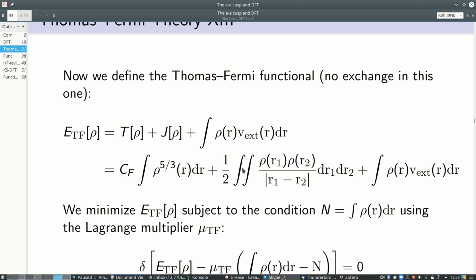It's repulsive, so it's a half the integral over rho of R1, rho of R2 divided by the magnitude of R1 minus R2, dR1 dR2. And if you remember your electromagnetic theory, this integral here is simply the classical repulsion between two charge densities. And then we have the integral over the density times the external potential. Now this is a density functional. The only terms appearing in here are the densities, and you can then minimize this functional with variations in the density, and you will then be able to find the optimal density for this functional.